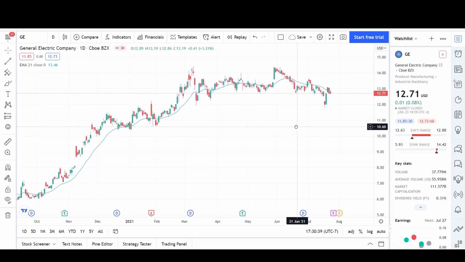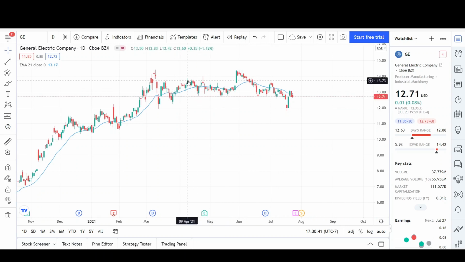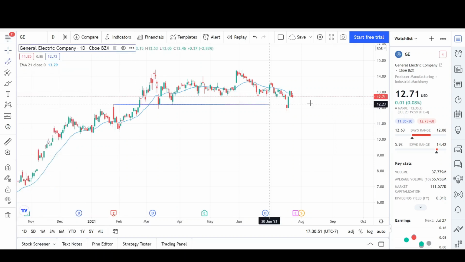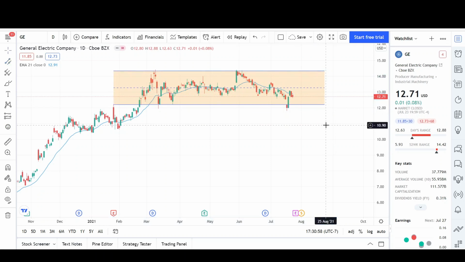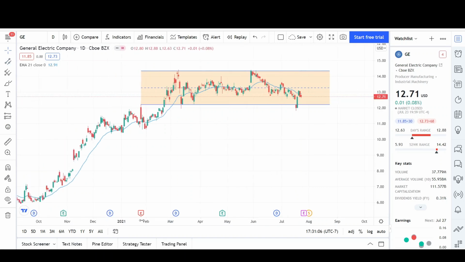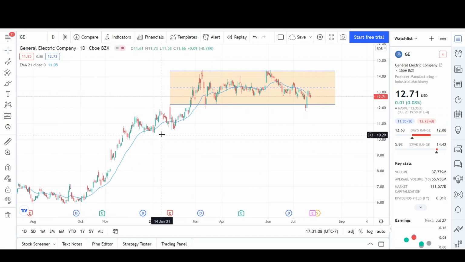So the first thing I notice about GE on the daily chart is that it's been going sideways since about February, March in this range where the lows are the $12 level and the highs are the $14 level. So it's about a 2-point range, just swinging back and forth inside. Previously, since we had an uptrend, I expect prices to break out with the prevailing trend. That's just normally how it works.